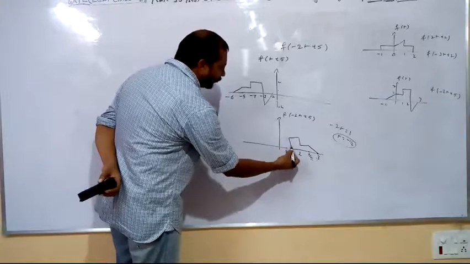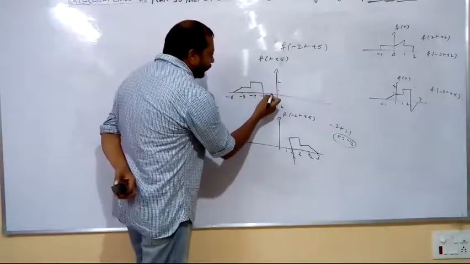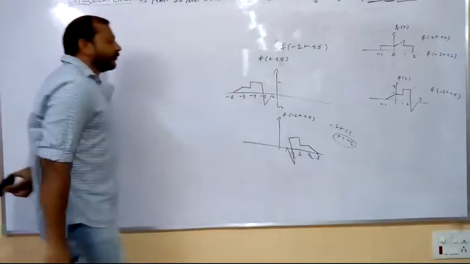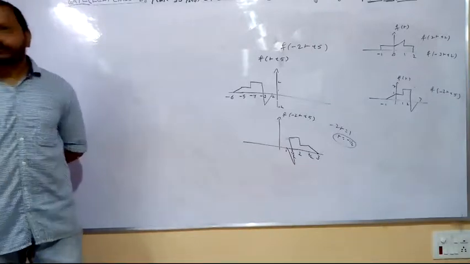It suddenly drops to minus 2. And from minus 2 onward, again it is going to be 0. It is going to be 0 at 1. This is the way of drawing the signal f of minus 2t plus 5.